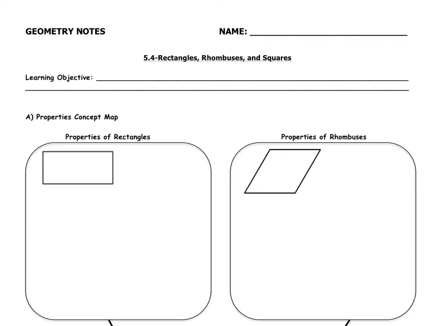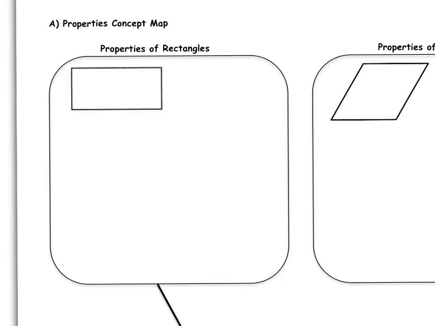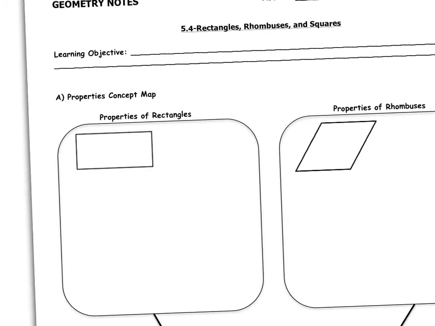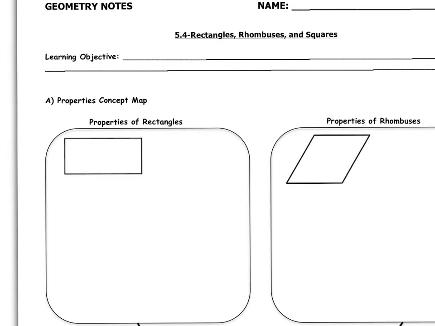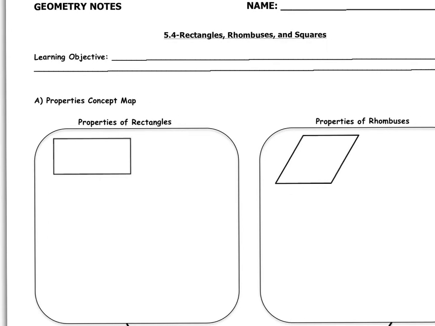All right, so what we talked about last time were properties of parallelograms. What we are going to look at today are properties of what we call special parallelograms. Those are our rhombuses, and squares. So what we really have to understand is that all three of them have all of the properties of parallelograms.